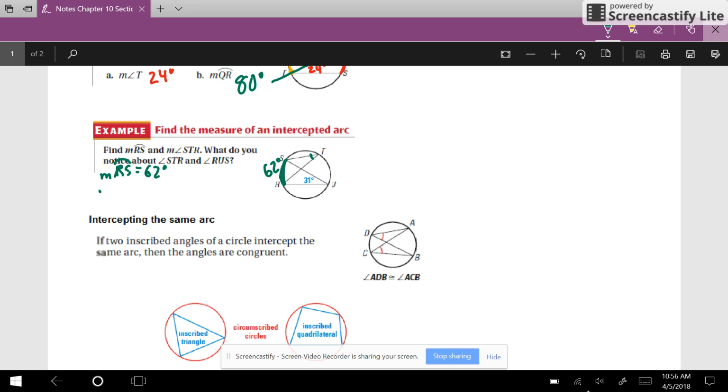And then they ask about the measure of angle STR. That's the angle up here that I've already got this arc on. That angle has an intercepted arc of 62 degrees, so then I have to cut it in half to get the measure of the angle, so it would be 31 degrees. And then they say, hey, what do you notice about angle STR, the one we just found, and angle RUS, which was the 31? Oh, they're congruent.